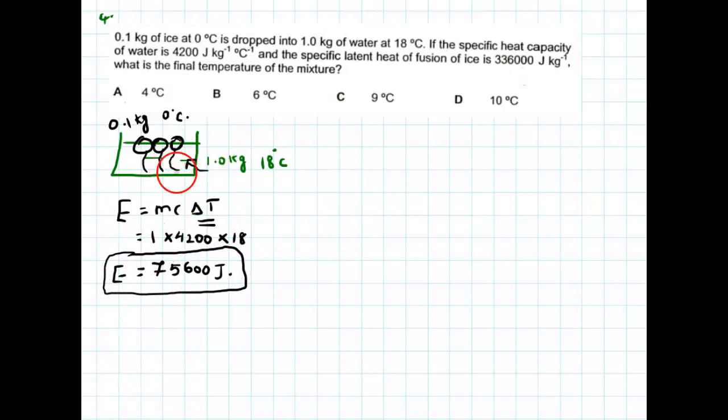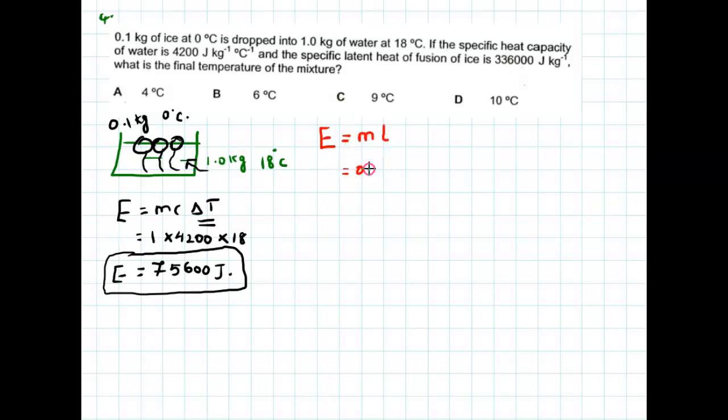Now what happens? Some of the energy is received by the ice cube and it melts. So how are we going to find how much energy the ice cube needed to melt? We have the formula, that is E is equal to ml. This is the melting formula, the state changing formula.